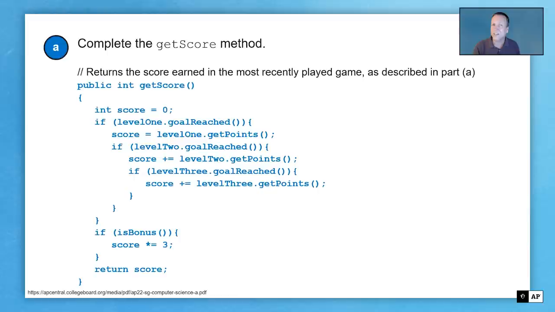You'll notice that we have nested if statements. If level one is reached, well, then I'm going to get my level one score. And then if level two is reached, I get my level two score, and then level three. And afterwards, I'm going to calculate my bonus.